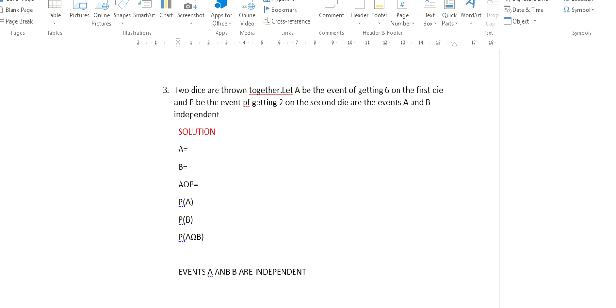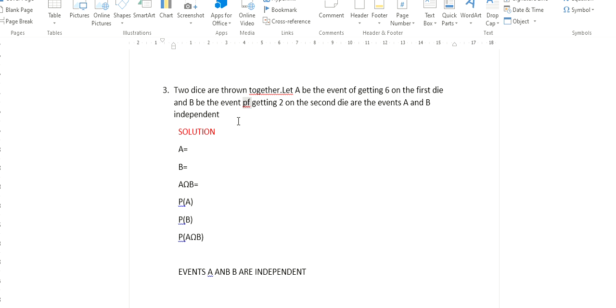We have another problem here. 2 dice are thrown together. Let A be the event of getting 6 on the first die, B be the event of getting 2 on the second die. Are the events A and B independent? Now you have to prove whether A and B are independent.